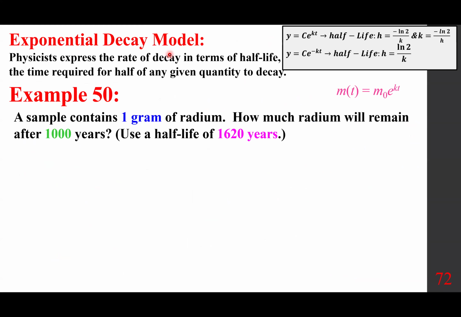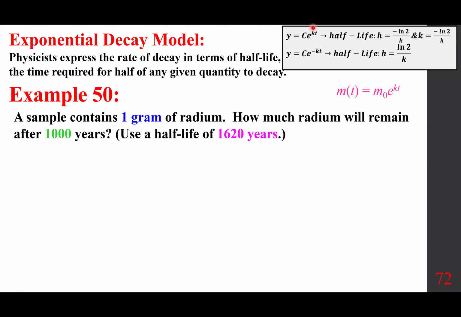Exponential decay model. Physicists express the rate of decay in terms of half-life, the time required for half of any given quantity to decay. Class, reminding you, if y equals c e to the power of kt, half-life results in h being minus ln 2 over k, or k is minus ln 2 over h, depending upon which one is missing. If y equals c e to the power of minus kt, half-life is h equals ln 2 over k. In other words, sometimes we just use the positive for both of them, but when you work it out, the coefficient of t becomes negative.